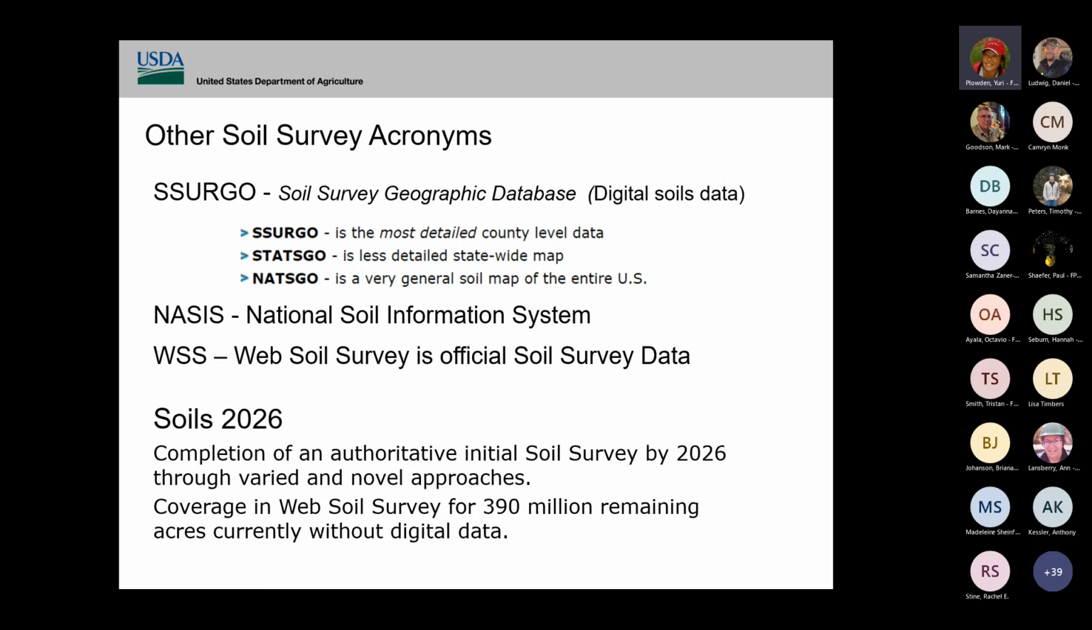It's an amazing database. So there's a goal that by 2026, the Soil Survey Division will complete the entire, what they call, initial soil survey. That's so that every single acre will be mapped. Right now, the most remote, non-agricultural areas are the ones that are still left to be mapped. I think there's a lot of area in Alaska and some of our big national parks.